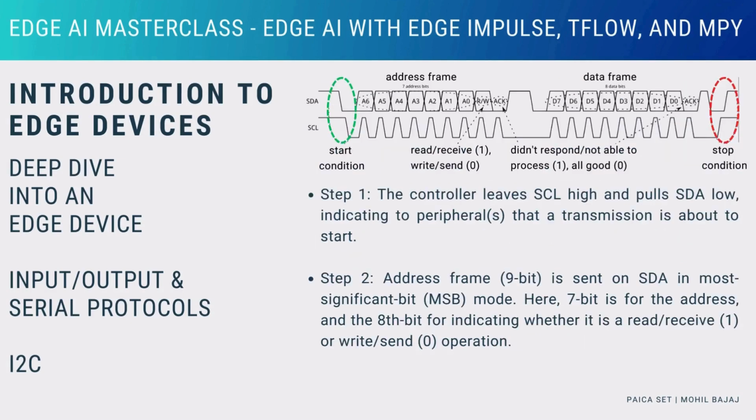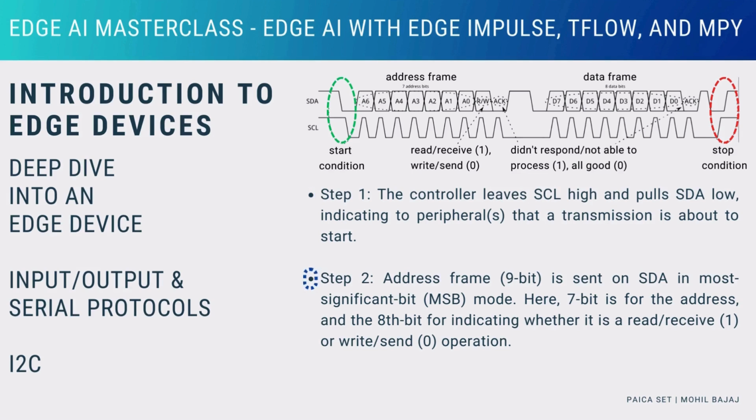Let's now look at how the I2C protocol operates. This can be broadly divided into 5 steps. In the diagram, the upper line is the serial data line, or the SDA, and the lower line is the serial clock line, or the SCL. Also, as you can see, the complete data packet is made up of 2 parts, the address frame and the data frame. The communication starts in step 1, when the controller leaves the SCL high and pulls SDA low, indicating to the peripherals that a data transfer is about to begin.